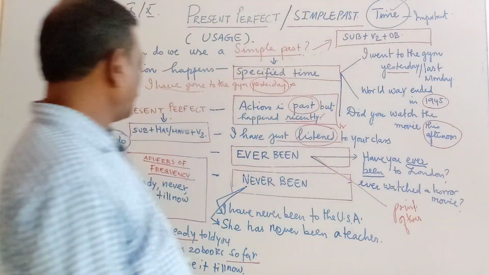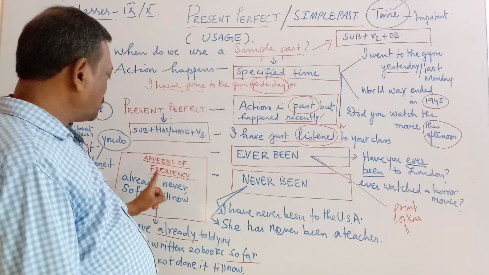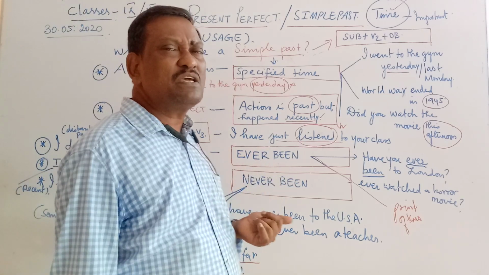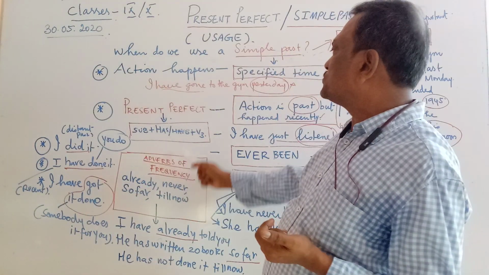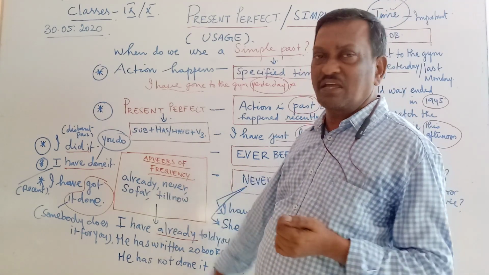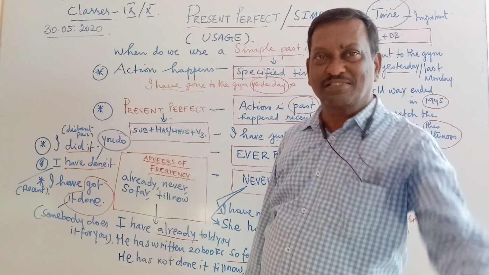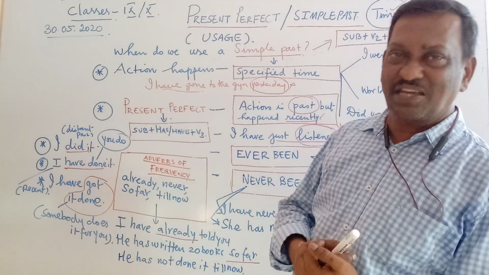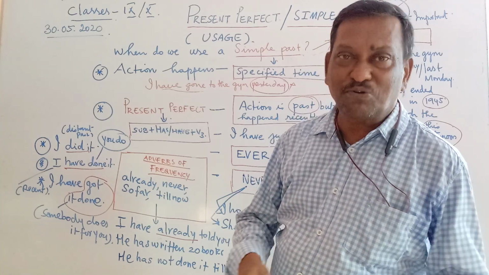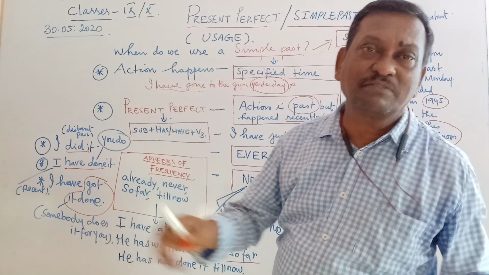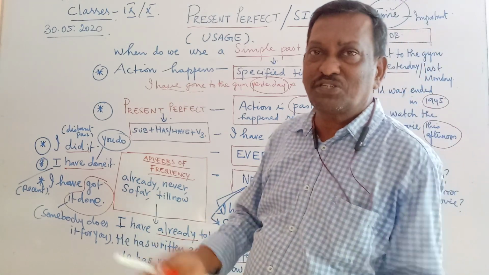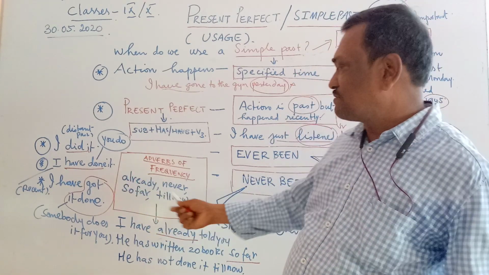And look at this. This is also important. Adverbs of frequency are always used with present perfect. For example, already. Going back to the example which I gave you. You come to my house as a guest and then I ask you, would you like to have a cup of tea? No, sir. I've already taken. Want to sit down with me for lunch? Thank you very much. I have just taken my lunch.